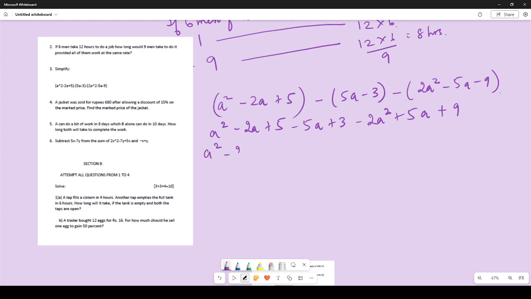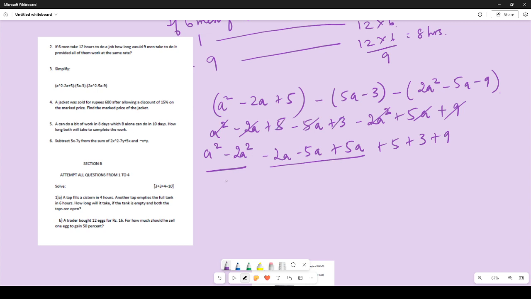A square minus 2a square. So this is done, this is done. Now minus 2a minus 5a plus 5a. Okay, this is done, this is done, this is done. Now what are we left with? Plus 5 plus 3 plus 9. So all of them are done over here.